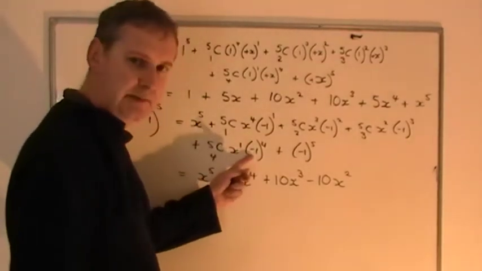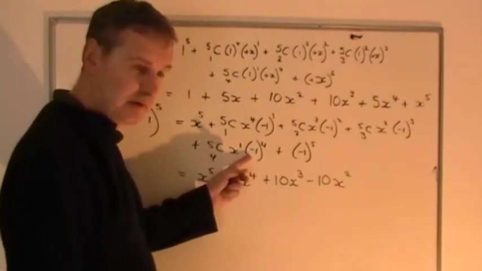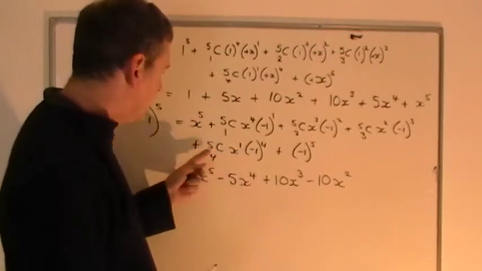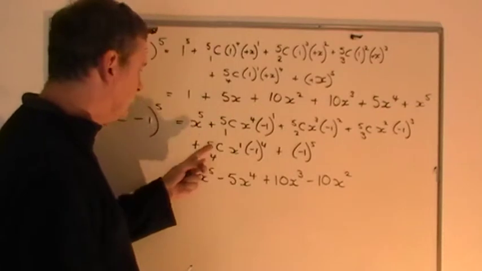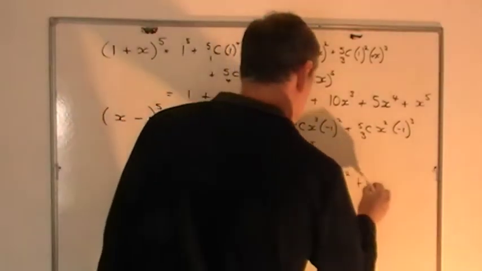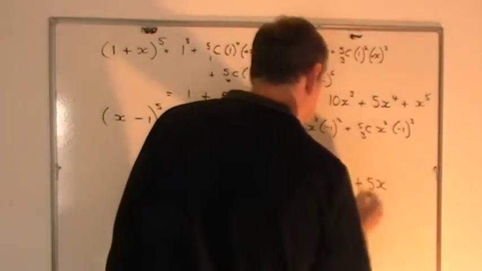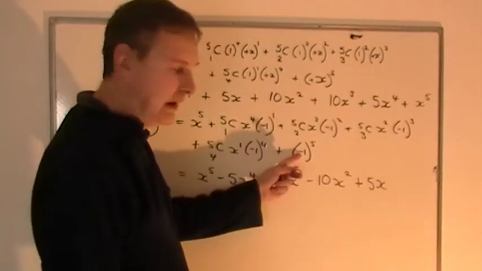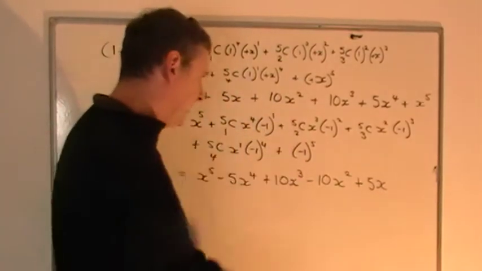Well, minus 1 to the power 4 is positive 1. Positive 1 times x to the 1, which is x, times 5, so you're just going to get positive 5x. And then finally you've got minus 1 to the power 5. Well, minus to the power 5 is going to be a minus, and then 1 to the 5 is 1.